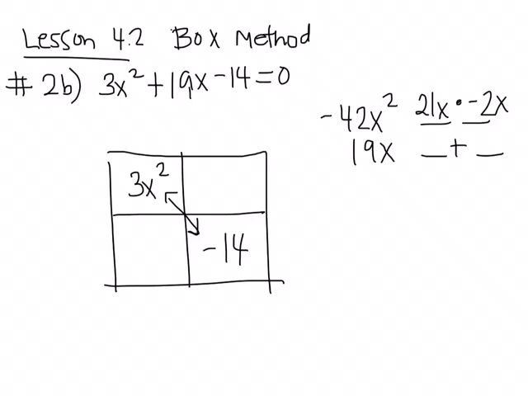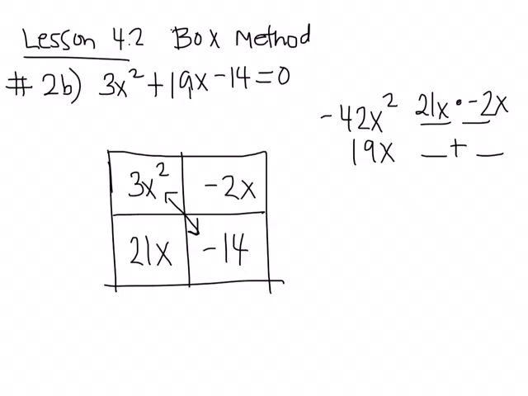Those two numbers you just came up with, you're going to put them in these two other boxes in any order you want. So 21x could go here or in the other box, and then the negative 2x could go here or in the other box, as long as they're both there.